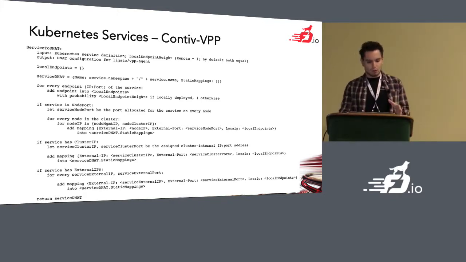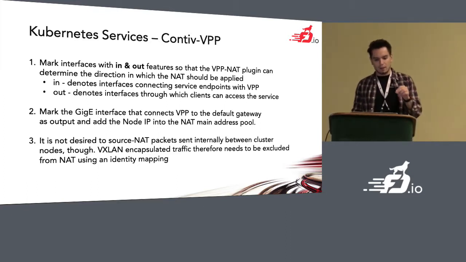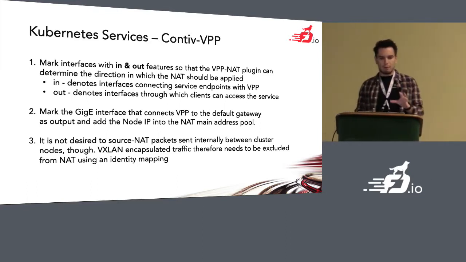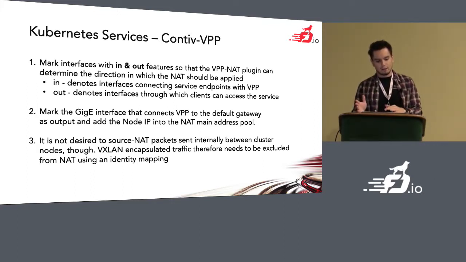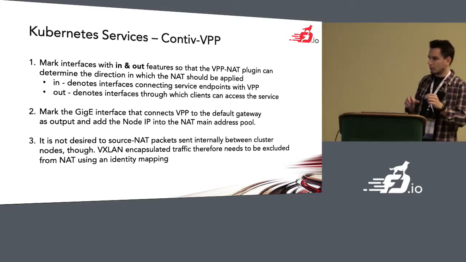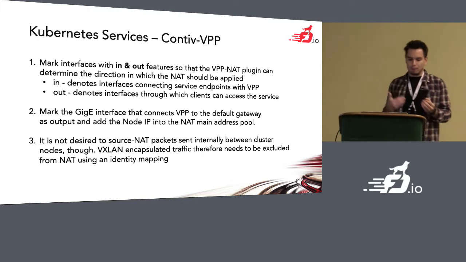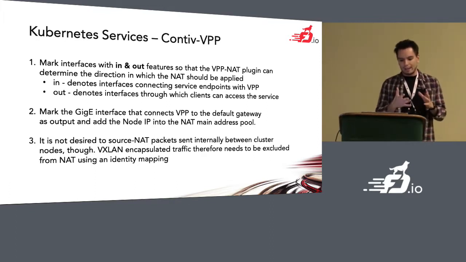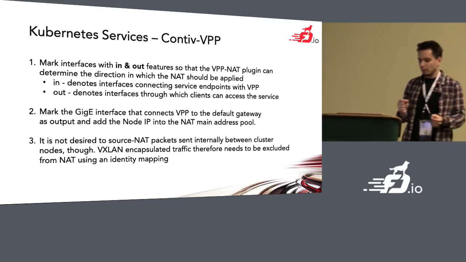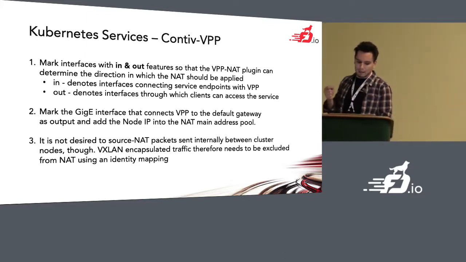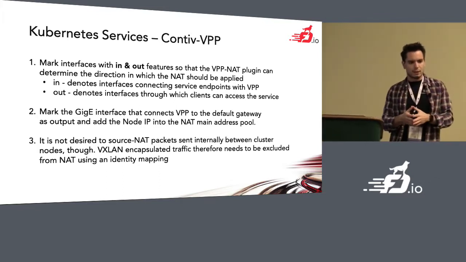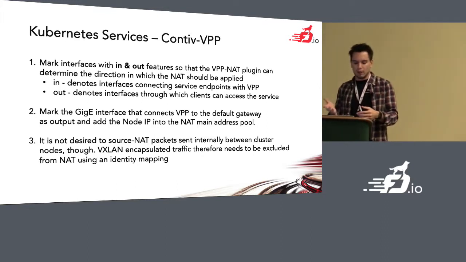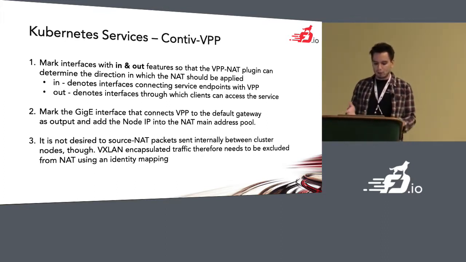The next thing we need to do is to mark interfaces, like I said, with in and out features, so that the VPP-NAT plugin can understand the direction in which the NAT should be applied. So in the node's interfaces connecting service endpoints with VPP, and then out the node's interfaces through which clients can access that service. Then we need to mark the gig Ethernet interface that connects VPP to the default gateway as output, which is the routing mode that we said about gig Ethernet, and add the node IP into the NAT main address pool.